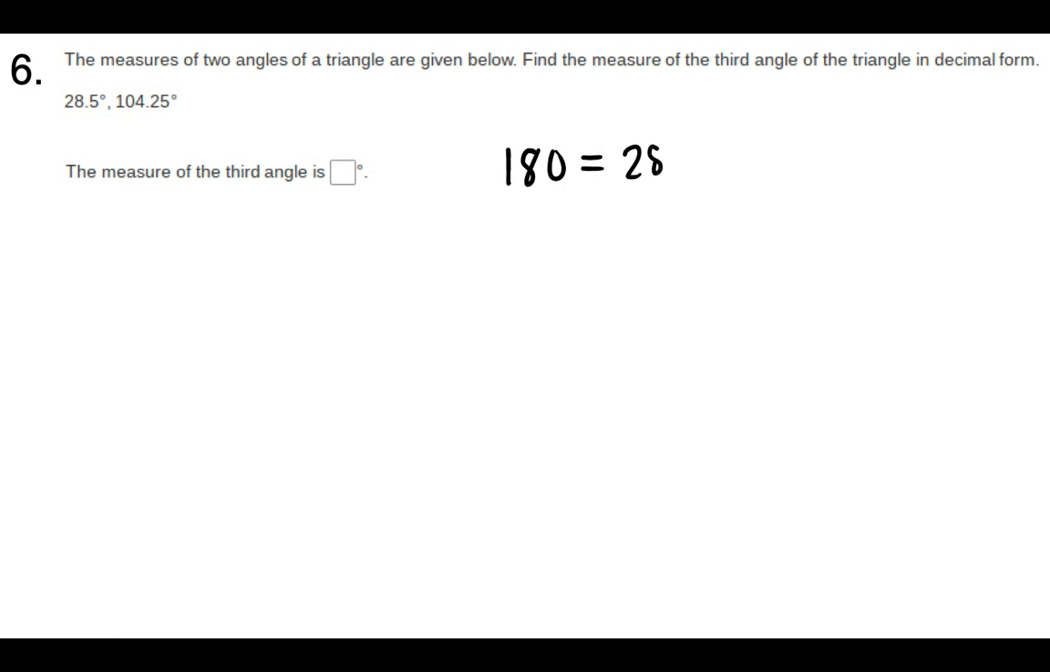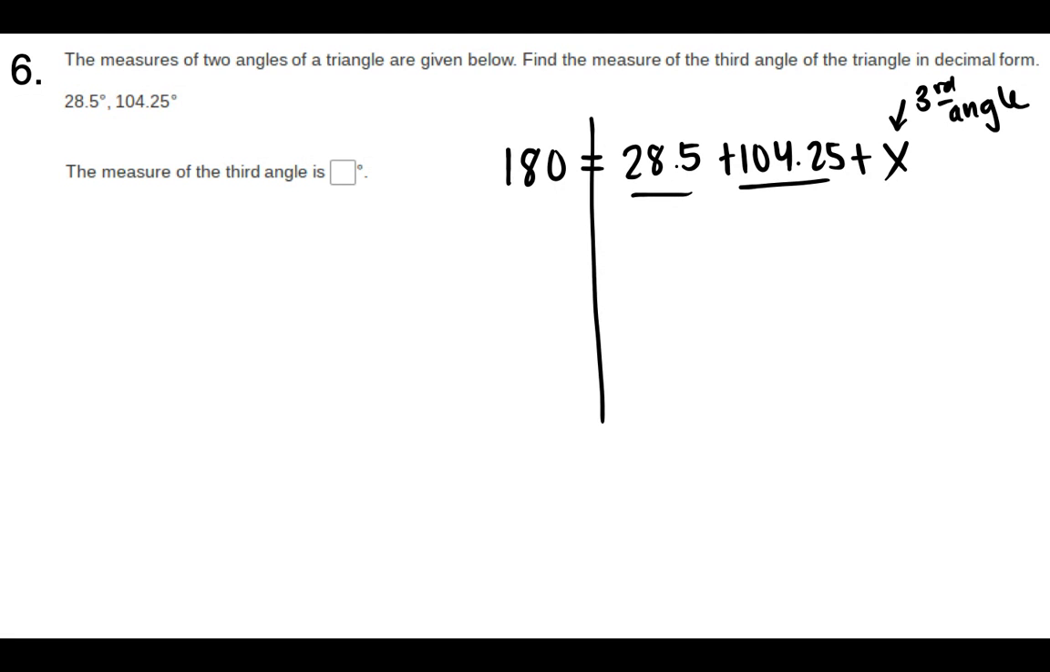So what I'm going to do is 180 equals 28.5 plus 104.25 plus x. And this is going to equal my third angle. Now I combine these together, 28.5 plus 104.25, and I get 132.75 plus x. Then to solve for x, I just subtract 132.75 from both sides.